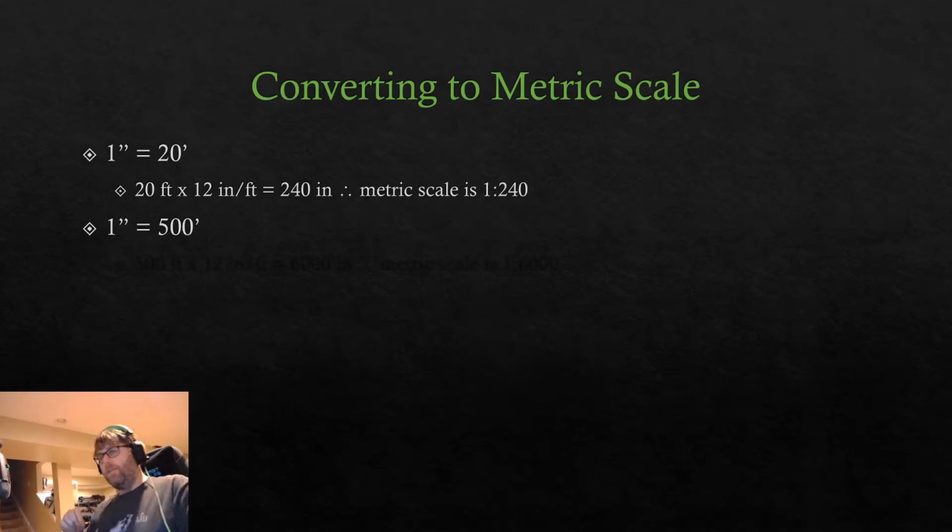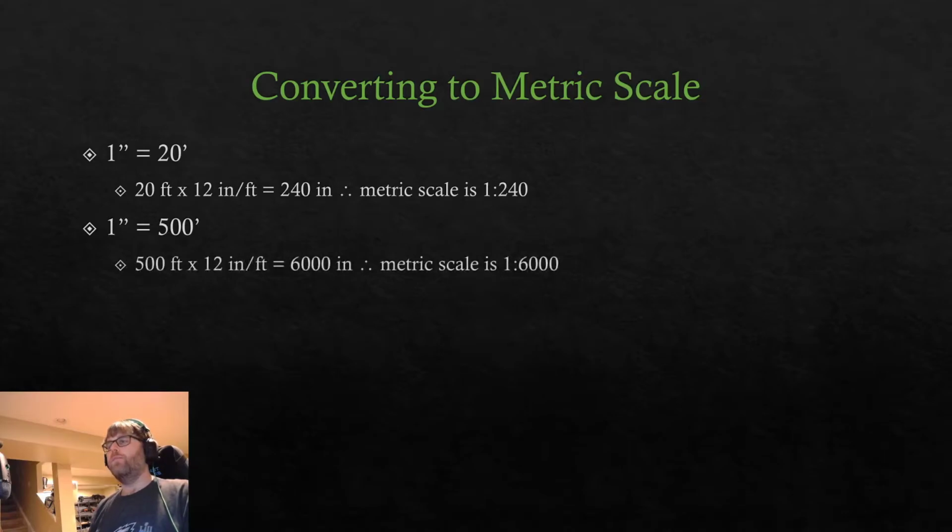We're doing the same thing. We're going from 1 inch equals 500 feet to a metric scale. And all you would end up doing is, again, that right side you'll times by 12 because we're converting to inches. So 1 inch will be equivalent to 6,000 inches, which would just be 1:6,000.